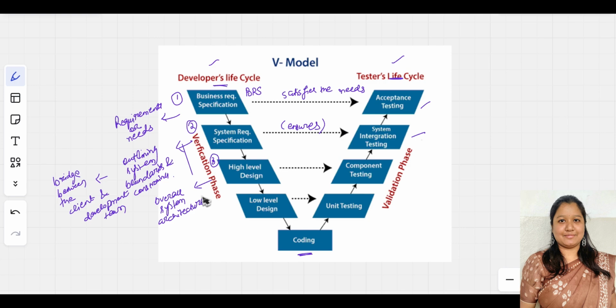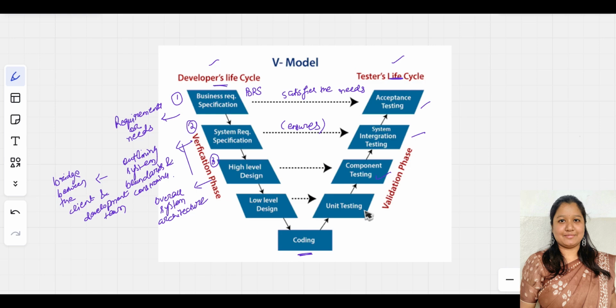So any kind of decision, like how the architecture diagram is flowing, which step should come after which, all should be decided in this case, in your high level design. This phase particularly ensures that the system should be scalable, maintainable, and well structured. So on the testing side, you can see that the corresponding phase is your component testing.